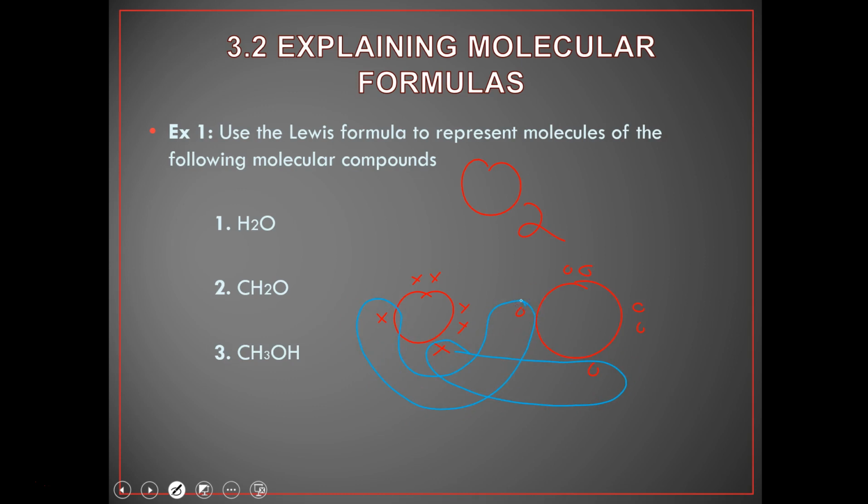So when you draw the Lewis dot diagram, you'd have a double bond. And so in between, I'd have the sharing of two pairs of the electrons. So that right there is a double bond. Did anybody get that?